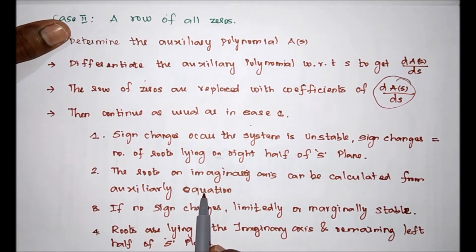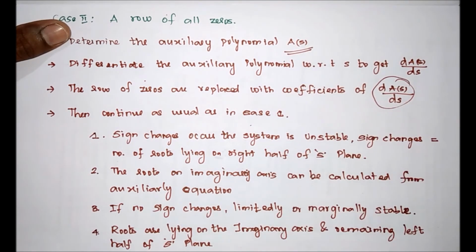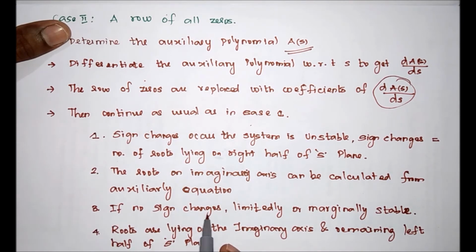Whenever a row of all zeros comes, we can say definitely there will be imaginary roots. By taking the auxiliary equation A(s) and equating it to 0, if we find the roots, those roots are imaginary, lying on the imaginary axis. Next, if sign changes occur, we can say it is unstable. If there are no sign changes, we can say it is limitedly or marginally stable. Roots are lying on the imaginary axis and the remaining roots are lying on the left of the S plane.